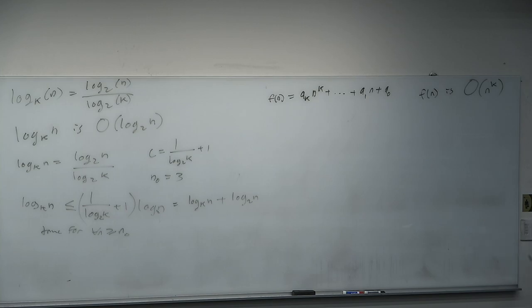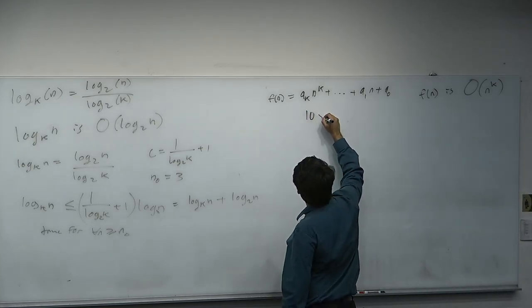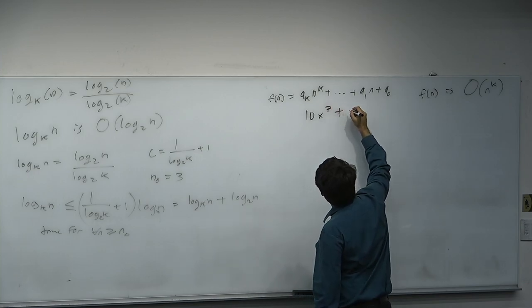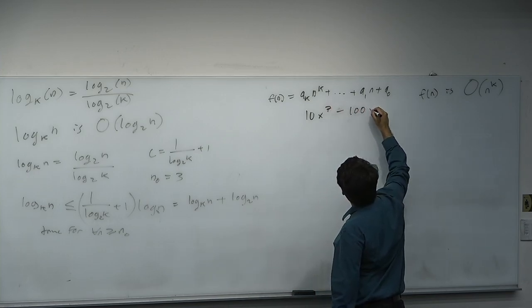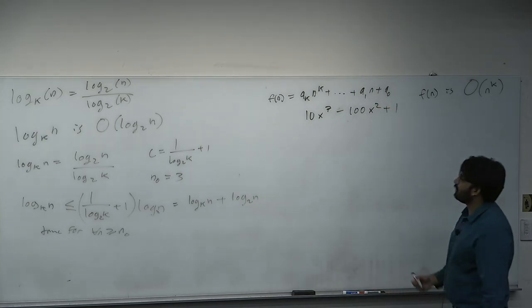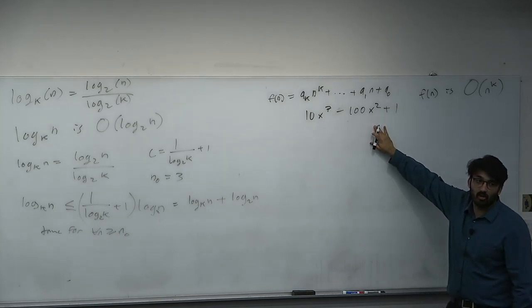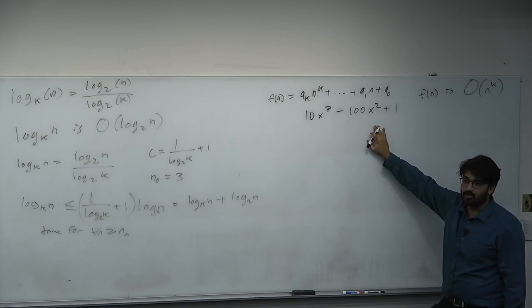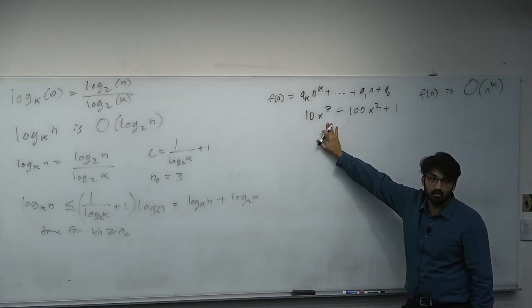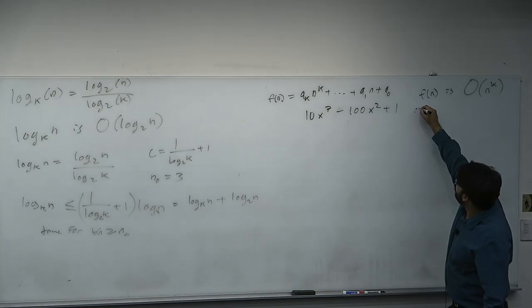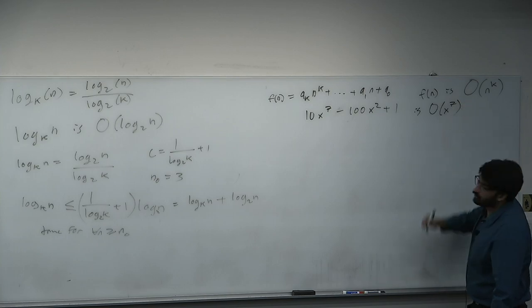How would you prove this? C would be k, and then you would find some large enough inflection point n naught. For example, what is 10x to the 7 minus 1,000x squared plus 1, something weird like this? When you plot this, it's not going to look nice. Something funny is going to go on. But eventually, x to the 7 is going to outgrow whatever subtraction is going on here. This is inconsequential in the grand scheme of things. This is huge, x to the 7. So this is going to be O of x to the 7, right? That's what that function is.